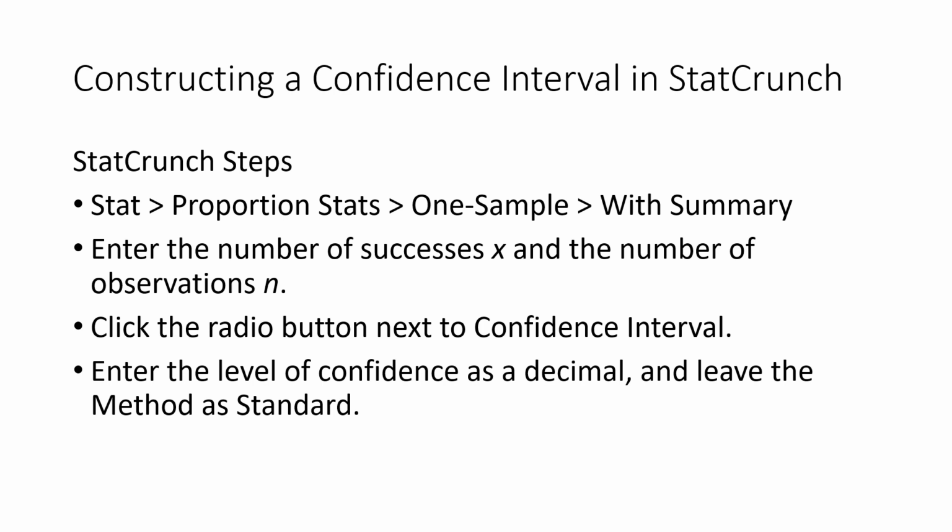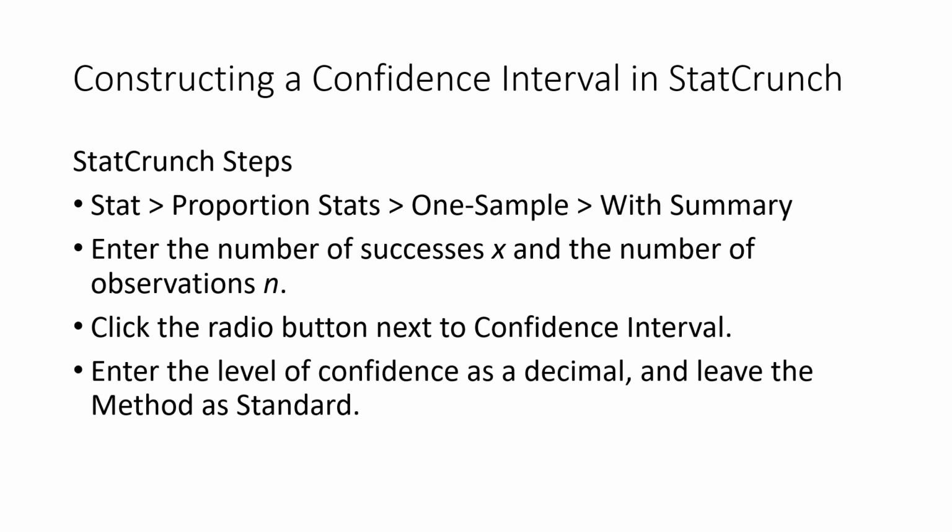So here are the steps for using StatCrunch. Stat, Proportion Stats, One Sample, With Summary. Typically it's with summary. You would use with data if you had one column with all the categorical data in it, such as yes, no, no, yes, no, no, no, etc. Typically, though, it will be summarized for us, this many out of that many.